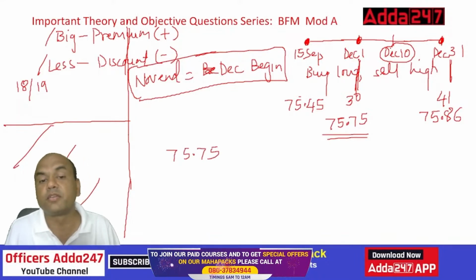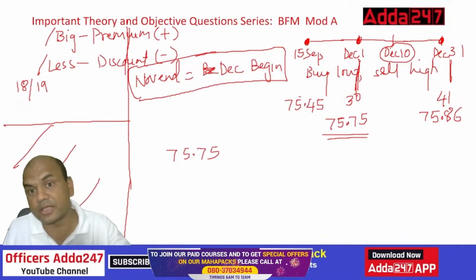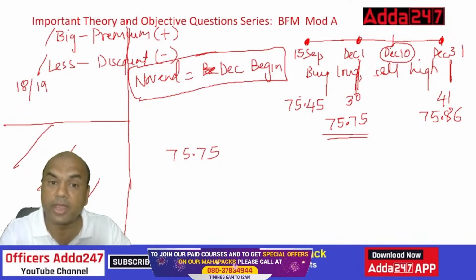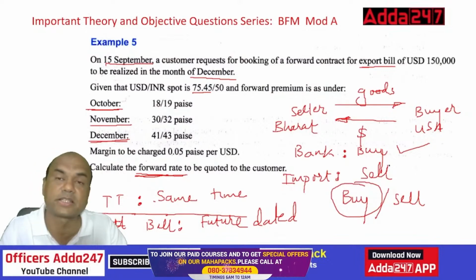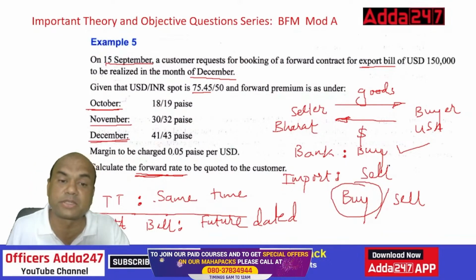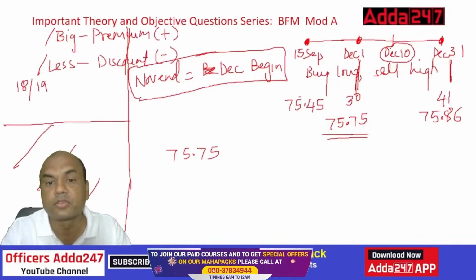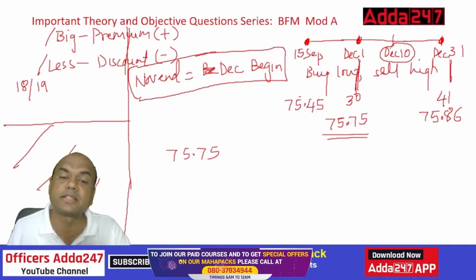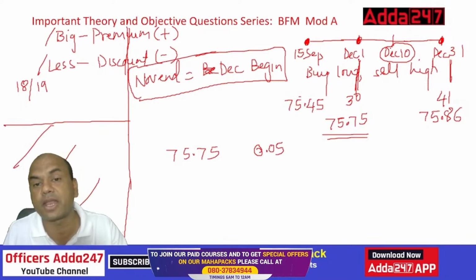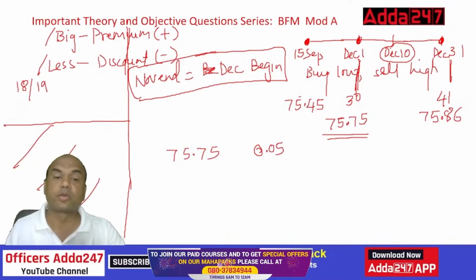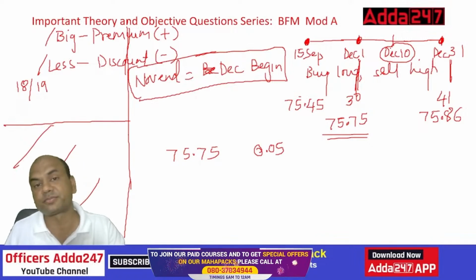But if this is 75.75, is this my final rate? No. Why? Because something more is given over here. What is more given here? Margin to be charged, 0.05 paise. Look at this. It is directly given in paise. Margin is 0.05, so this much is to be charged. So what do I do now with this margin? Should I add this or should I subtract this?